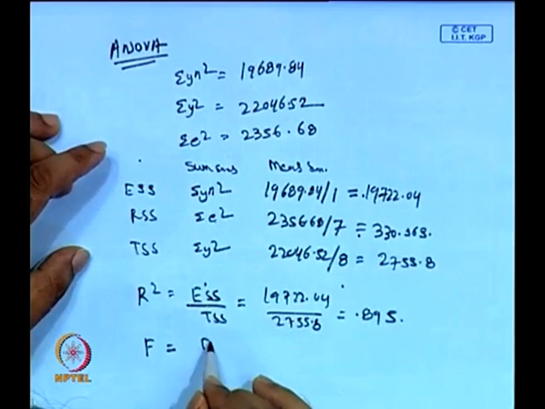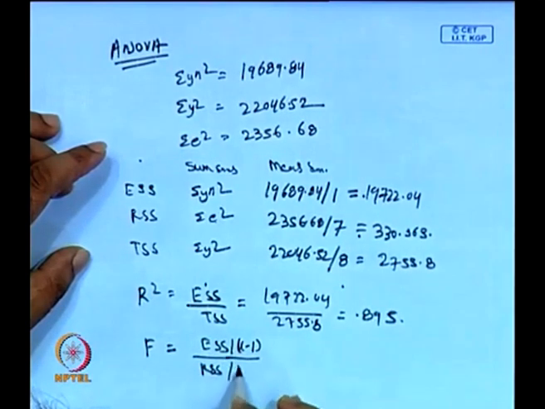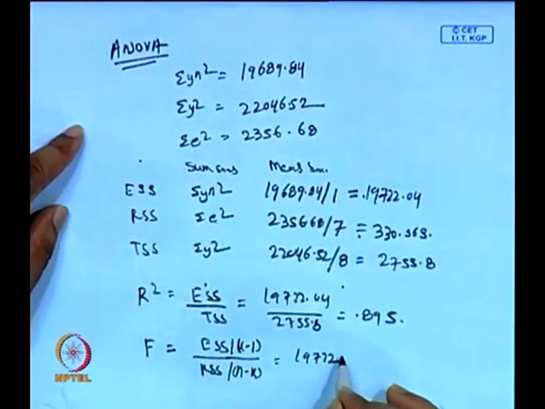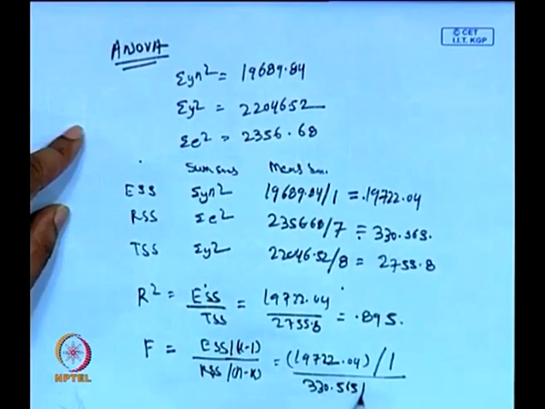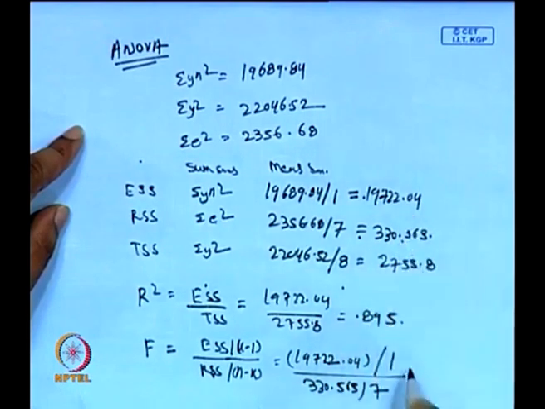F is the ratio between ESS and RSS, each divided by its degrees of freedom, k minus 1 and n minus k. Okay. So, this ESS is 19722.04 divided by degrees of freedom 1, and RSS is 330.565 divided by 7. Okay. So, we can directly make the ratio between this and this, and we will get the result.